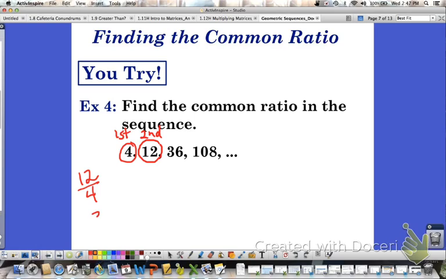12 divided by 4 is 3, so I suspect that my sequence is growing by multiplying by 3. 4 times 3 is 12. Since I know that 12 times 3 is 36, and 36 times 3 is 108, I feel very confident that my common ratio is 3.